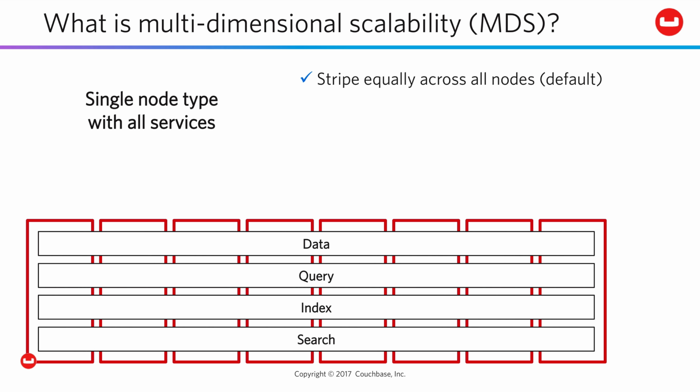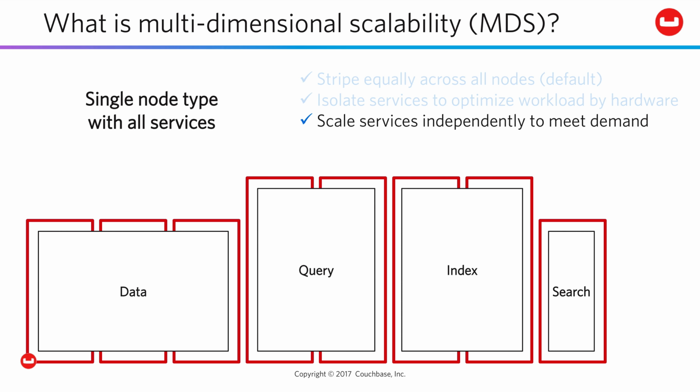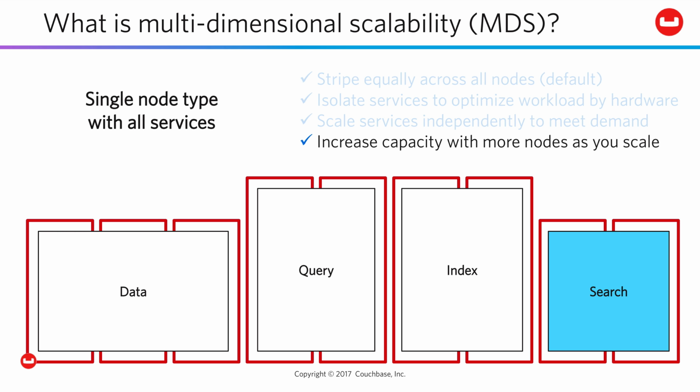You could stripe everything equally across all nodes, which is the default and works for small clusters. Then as you grow, you can isolate services to optimize their requirements to preferred hardware, and scale services independently to meet changing application demands. Now, over time, you meet increasing demand by adding additional nodes tuned for the services requiring increased capacity. In short, you get both maximum simplicity and maximum control.